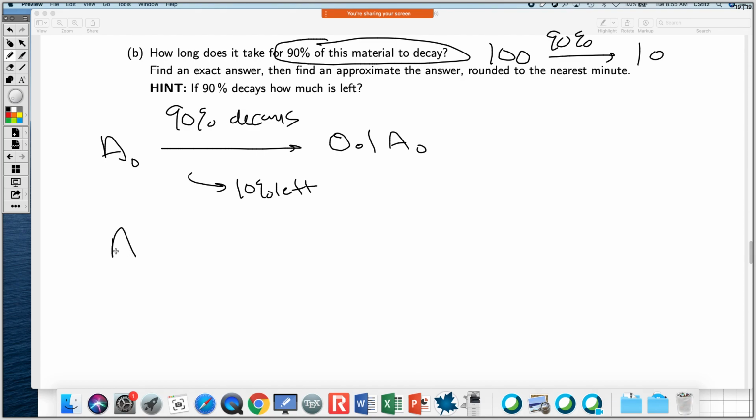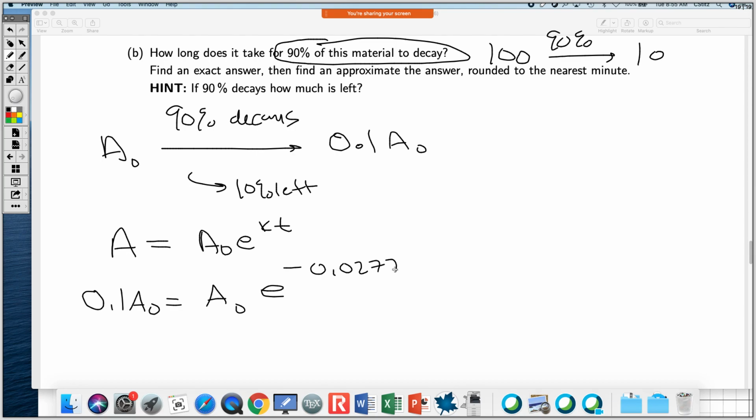So I go to my formula. A equals A naught e to the kt. The A is 0.1 A naught, which is equal to A naught e to the minus 0.0277-ish t. Once again, what the A naught is doesn't matter. It's going to cancel out.